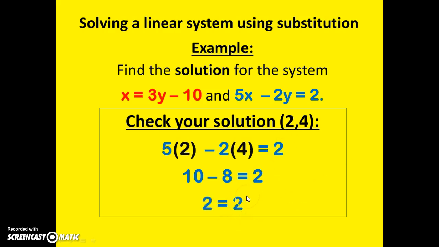Notice we didn't do anything on the right-hand side. All our work stayed on the left-hand side. Why? Because when we check, we want the left-hand side to be the same as the right-hand side when we're done. It is, so we know our solution is correct. Our solution for this system is (2, 4). And remember what that is once again, guys. That's the point where these two lines intersect.